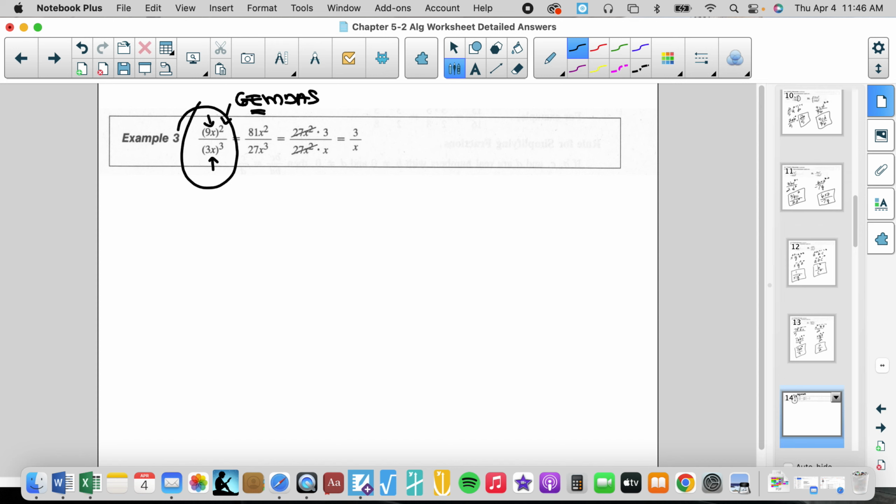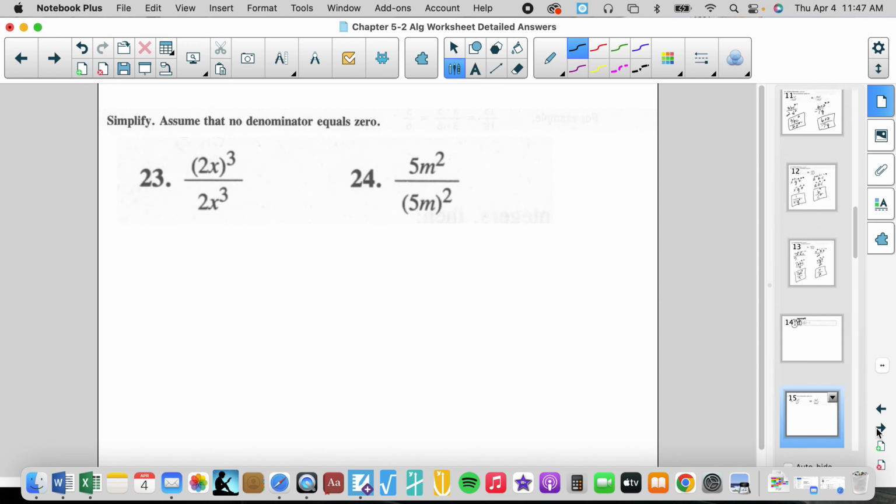We're going to distribute the exponent of 3 to the 3, which makes 27, and then we'll deal with them. Then we'll deal with the coefficients and the like bases. So we have some simplifying to do. So that's 2 to the third, x to the third over 2x to the third.